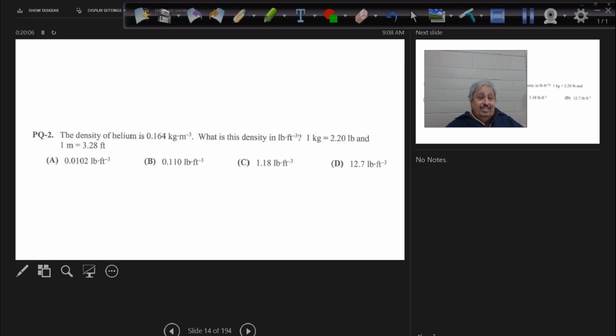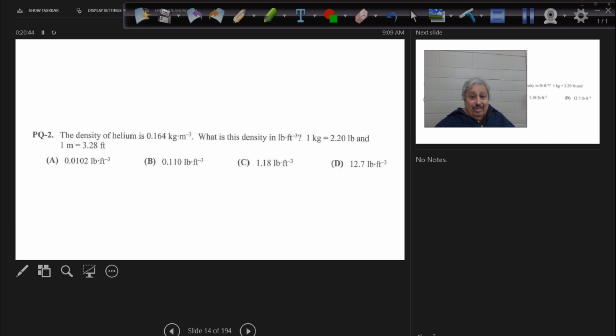The answer is B. So let's do this. Density of helium is 0.164 kilogram per cubic meter. Correct? Anytime you have a cubic unit, it's this value. What is the density in pound per cubic foot? And they give you the units of conversion. That's a little bit more demanding, more work. I doubt it will come in higher chemistry. They might consider this, but in ours it's not. But it's not really difficult.